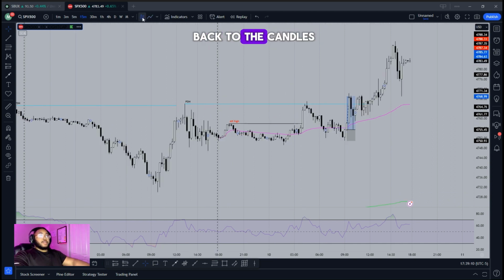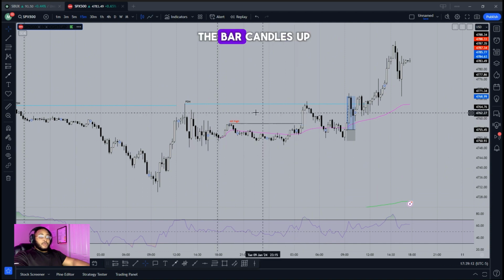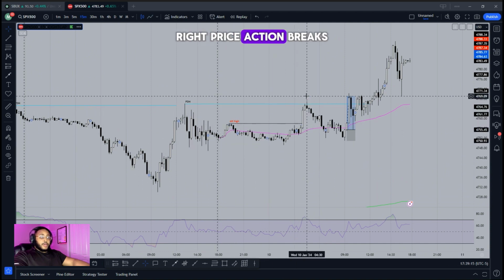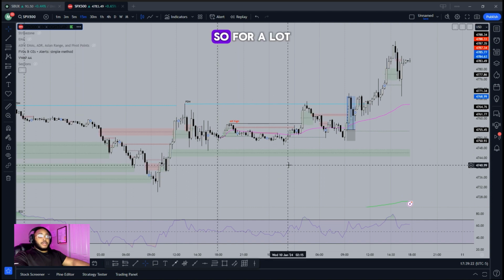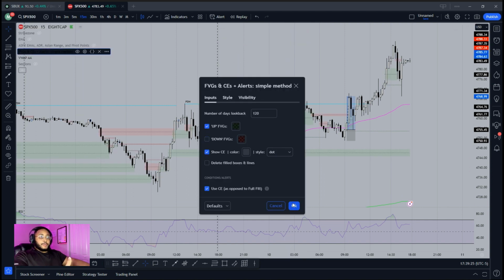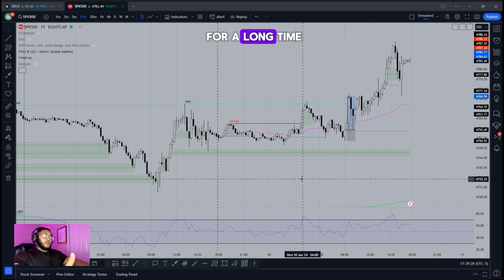So let me go back to the candles. So this is what it looks like with the bar candles, right? Price action breaks and then it retraces. Let's go ahead and add on my fair value gaps. For a lot of other traders that have been trading for a long time, you already know about ICT's fair value gaps. Like I said before, I do not trade his strategy how he says it's supposed to be traded, but I like the concept and it added more probable cause onto when I get into trades.